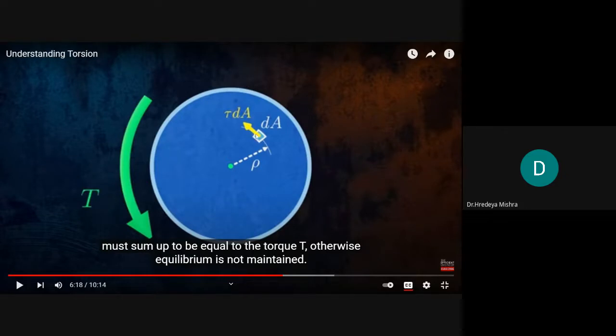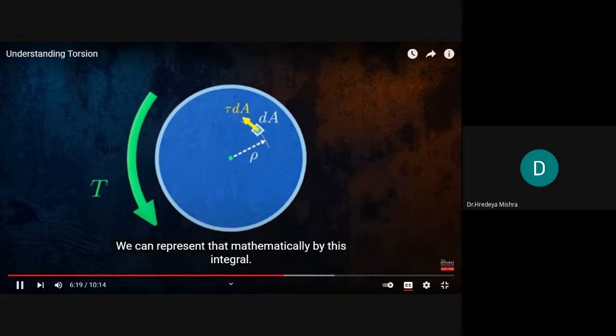Okay, students, now you can see here we take a small component from this shaft, a very small element, and we have to find out what the shear stress of this small element is, and we can integrate this to get the full stress on this solid shaft. Okay, so we can represent that mathematically by this integral.